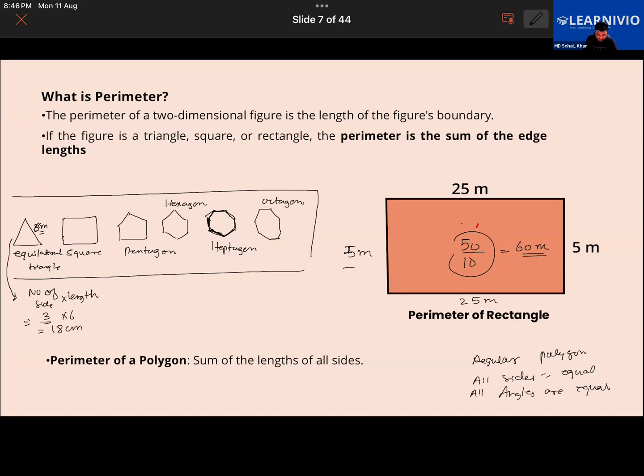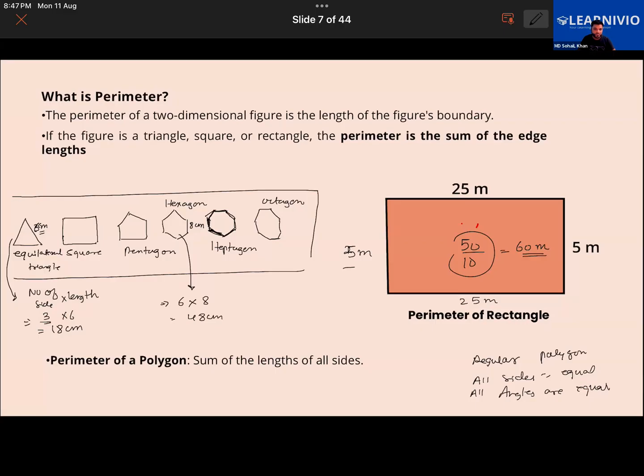Suppose one of the sides of the hexagon is given to you as, let's say, 8 centimeter. You know that all the sides are going to be the same. So what will be the perimeter of this hexagon? Don't count it, use the formula. How many sides are there? 6 sides. What's the measurement of one of the sides? 8. So that's going to be 48 centimeter. In this manner, we can easily calculate it.